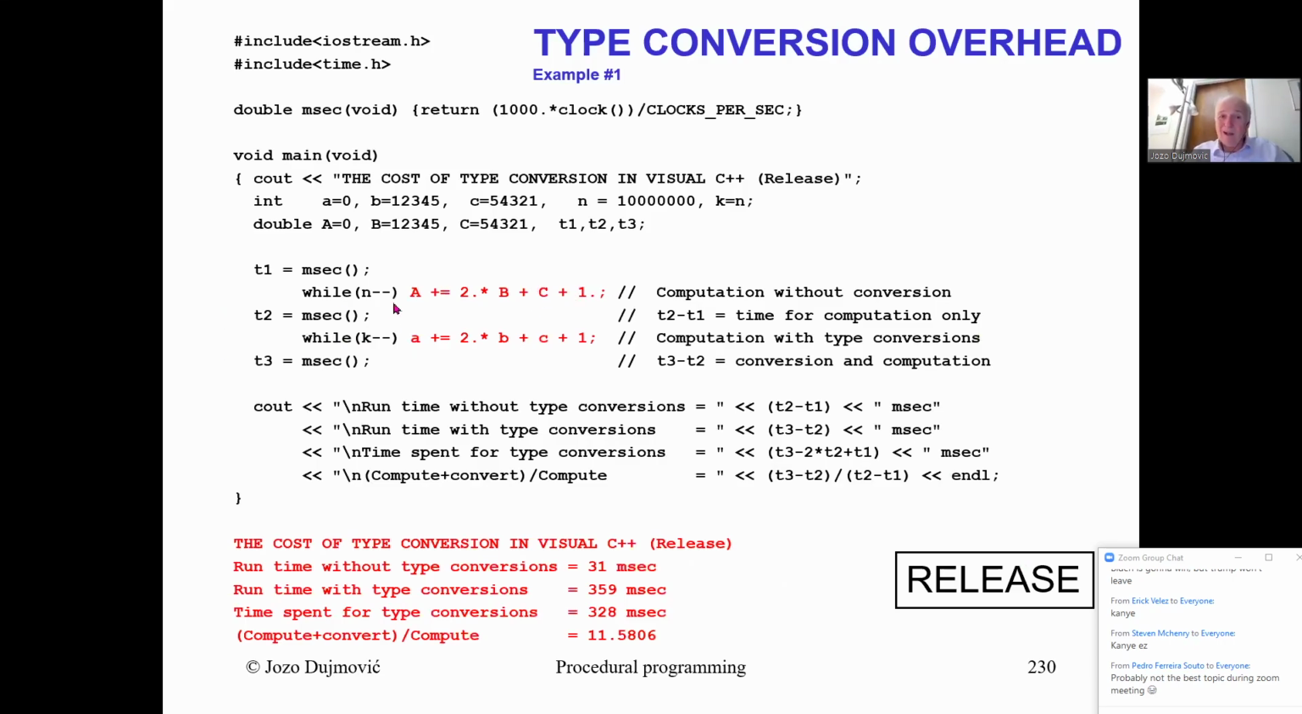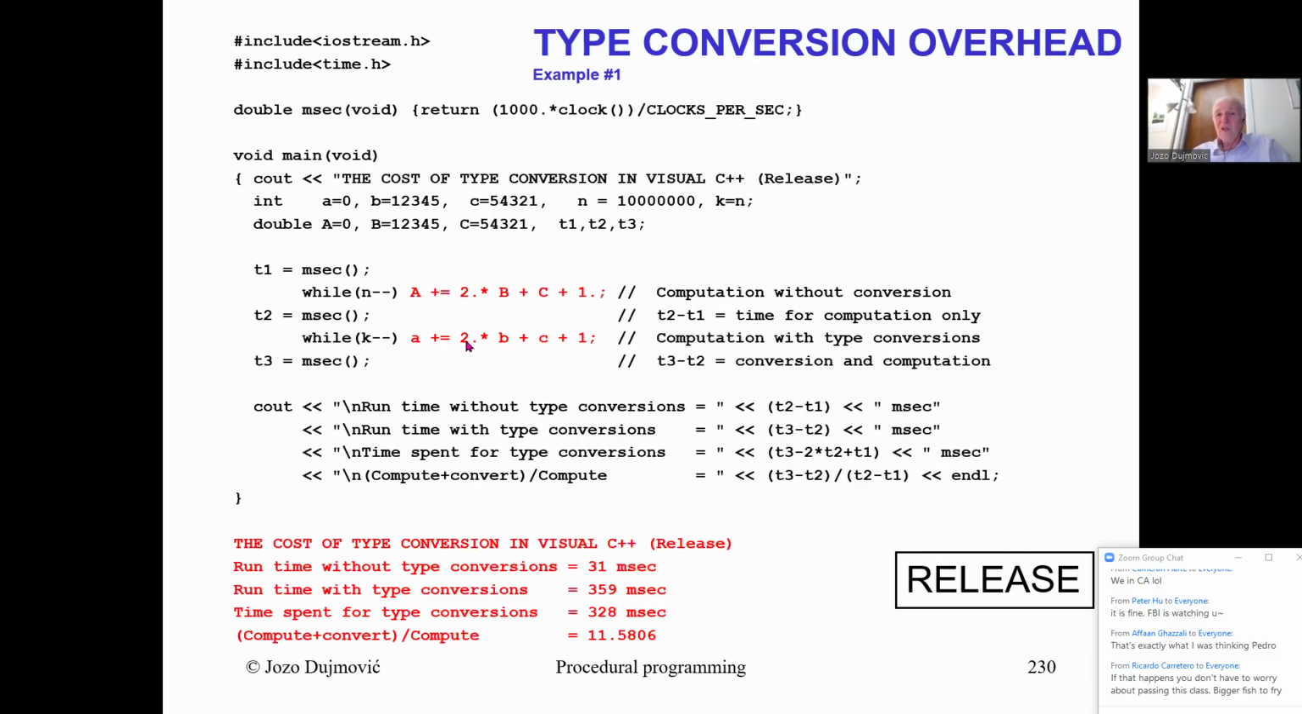Because when I multiply this, I'm repeating that how many times? 10 million times to be able to measure this. So I'm measuring this time and this time. Runtime without type conversion, 31 milliseconds. Runtime with type conversion, 359 milliseconds. So this dot here costs me 11 times slower code.